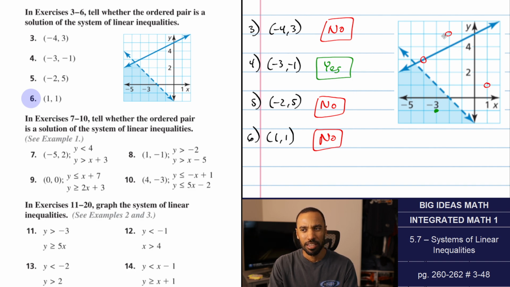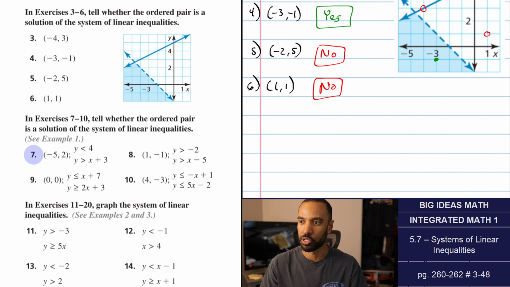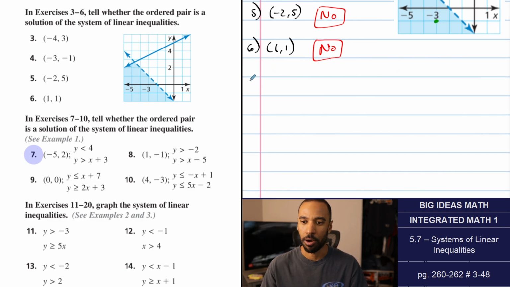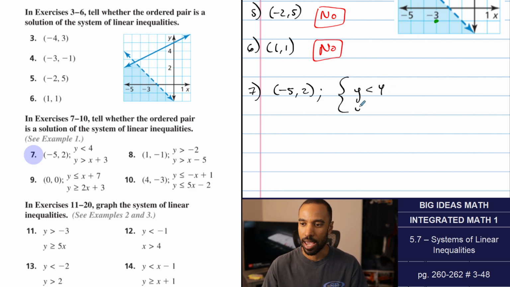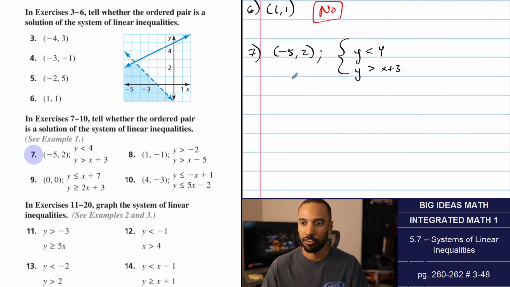And for very obviously not solutions as well. It was kind of an interesting set, but we'll keep moving forward. Okay, number 7. Rather, number 7 through 10 tell whether they are solutions. So this is kind of back to, now we get to do a substitution on these ones. So -5, 2 into the system that is y is less than 4 and y is greater than x plus 3. So you'll be doing a substitution of both of them on here.